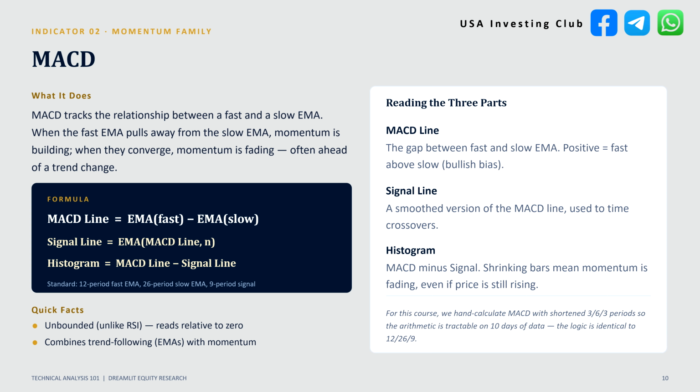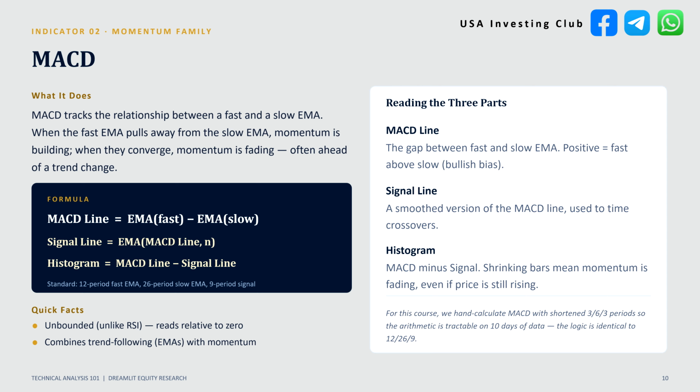MACD tracks the relationship between a fast EMA and a slow EMA. When the fast EMA pulls away from the slow EMA, momentum is building. When the two converge back toward each other, momentum is fading, frequently ahead of an actual change in trend. The formula has 3 parts. The MACD line equals the fast EMA minus the slow EMA. The signal line is an N-period EMA of the MACD line itself, a smooth version used to time crossovers. And the histogram is simply the MACD line minus the signal line.